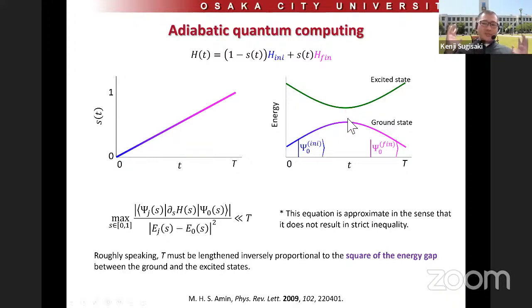So, if the energy gap between the ground and excited state is very small, in that case, we have to simulate the time evolution under this time-dependent Hamiltonian very slowly. But if the energy gap is very large, in that case, we can sweep the time evolution very fast.